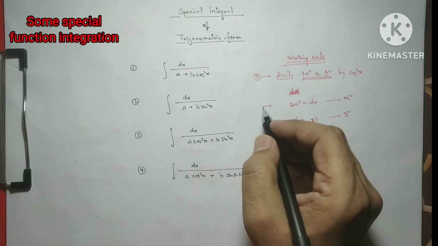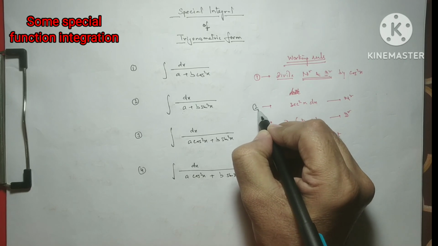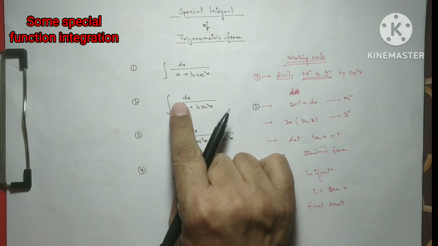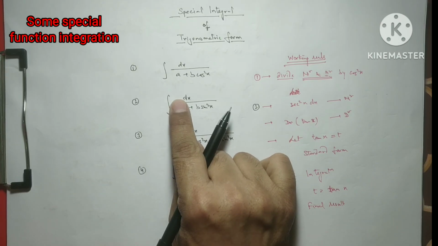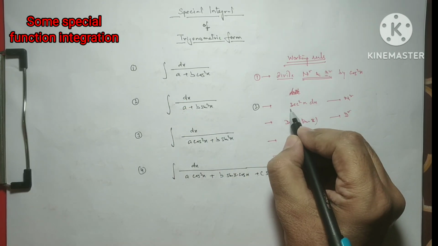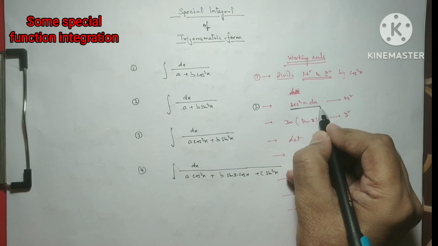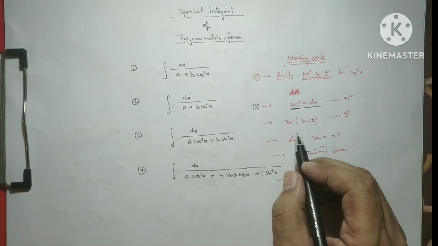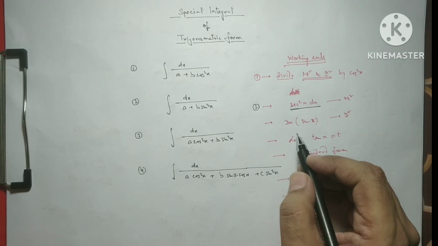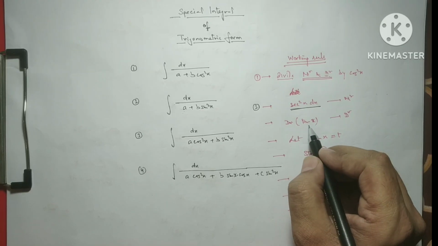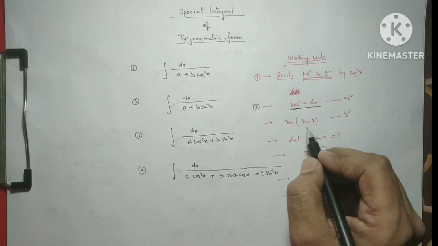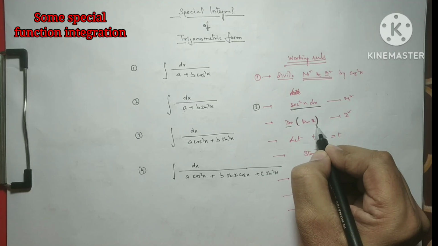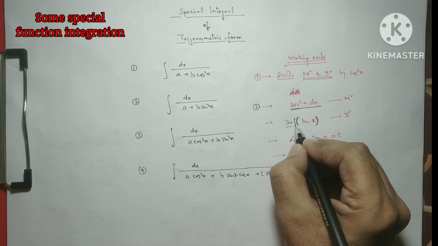Step 2, when we divide with cos square, then numerator becomes 1 over cos square, means we get sec square x dx. So numerator is converted into this form, and the denominator we will try to convert in terms of tan x. So our denominator should be a function of tan x.